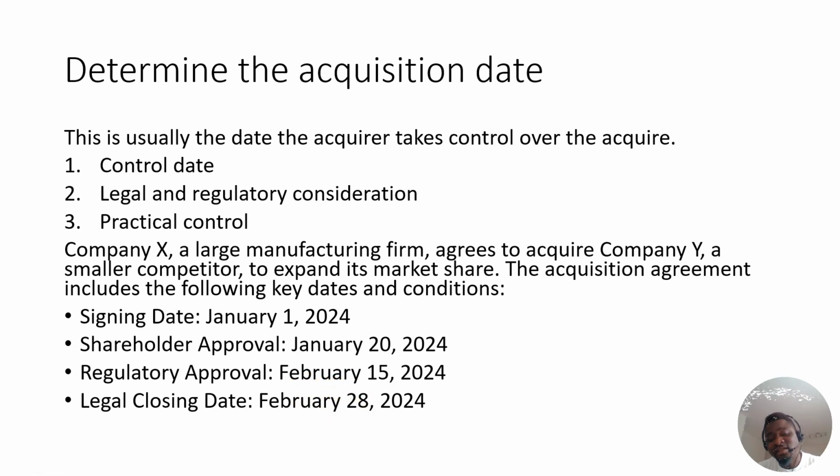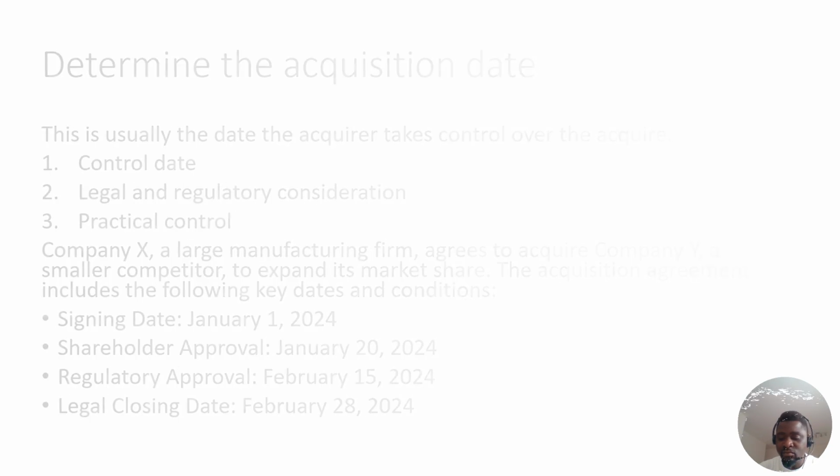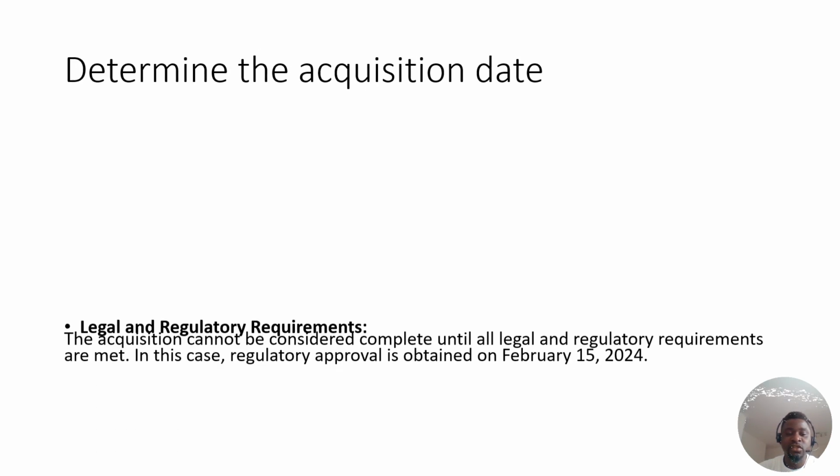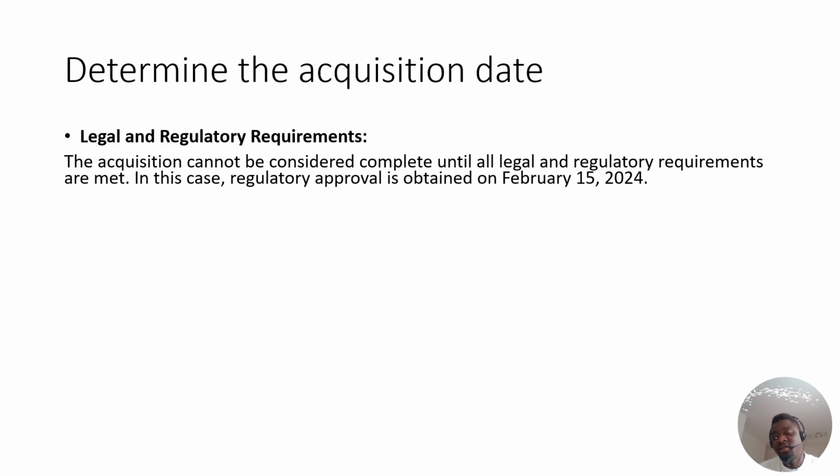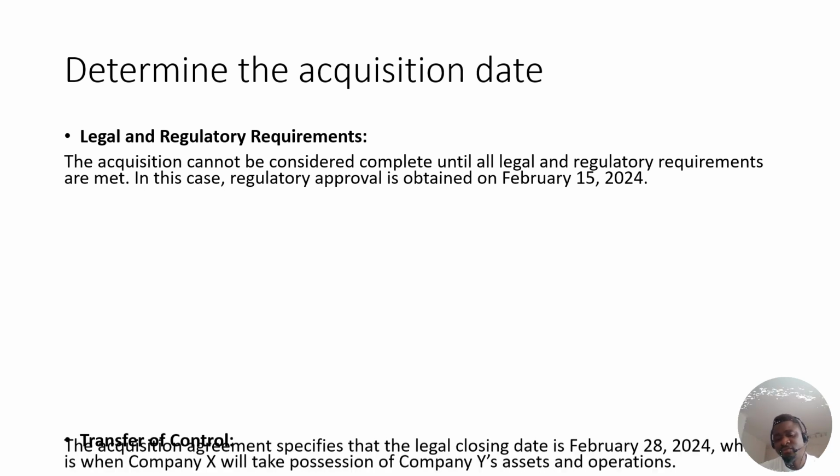So let's now look at this and, using these three criteria, determine what the acquisition date is. The first thing is legal and regulatory requirements. The acquisition cannot be considered complete until all legal and regulatory requirements are met. In this case, regulatory approval is obtained on February 15, 2024. Can we say that date is the date of acquisition? Let us not conclude yet.